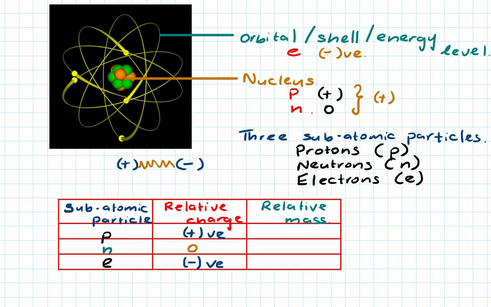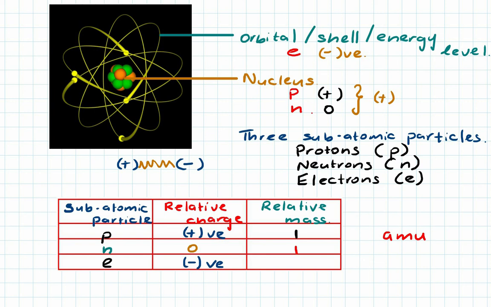So let's look at their relative masses. These three subatomic particles are so tiny that their relative masses are taken with reference to a special unit known as AMU. What does this AMU mean? It means atomic mass units. With reference to AMU, the mass of a proton is 1. What about the mass of a neutron? It is also 1, similar to the mass of protons.